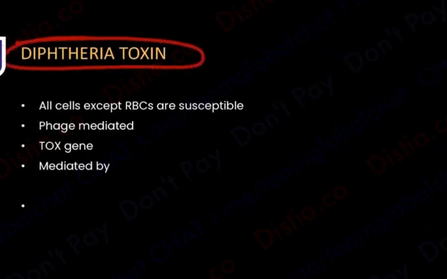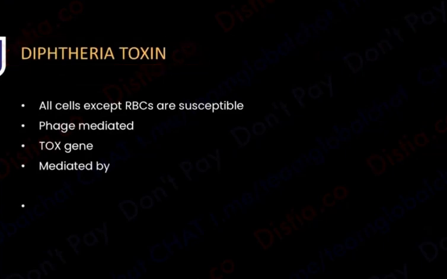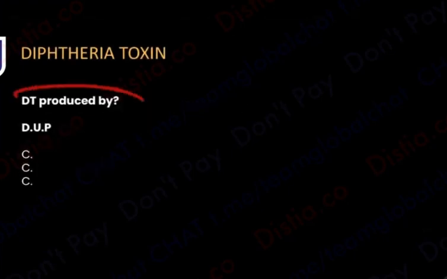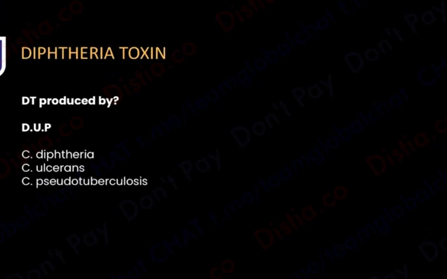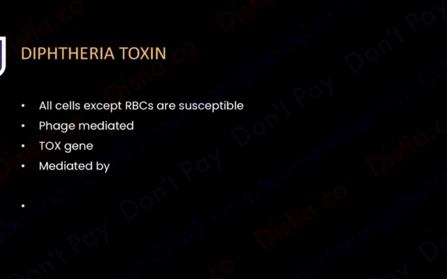It is going to release diphtheria toxin, and diphtheria toxin is not just released by Corynebacterium diphtheriae. Let's start your story from here. Diphtheria toxin is produced by DUP, meaning Corynebacterium diphtheriae, of course. But you remember the other species, what was U? Ulcerans, and P was for pseudotuberculosis. They also release diphtheria toxin. So that diphtheria toxin is produced by DUP: Corynebacterium diphtheriae, ulcerans and pseudotuberculosis. So what does this diphtheria toxin do? Please note, it goes into all the cells except red blood cells.